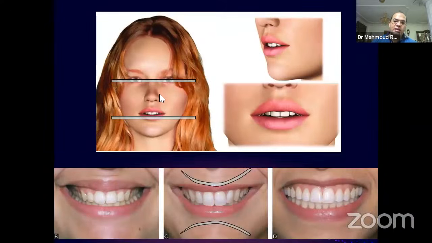Here, as we see, the anterior occlusal plane must be parallel to the interpupillary line, and the display of anterior teeth is from 2 to 4 millimeters here. And in the active smile, as you see here, the smile curve will be parallel to the superior surface of the lower lip.